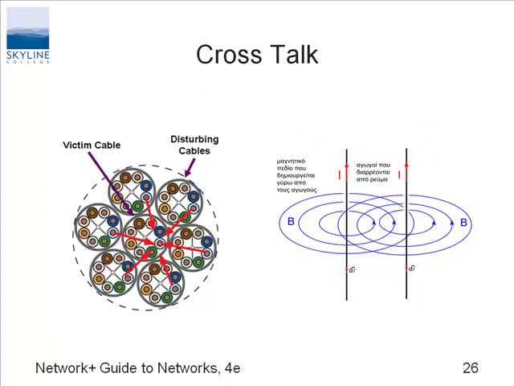This is kind of a picture of crosstalk. Now what it shows here, we have the disturbing cables. I love some of the language that they will use. We have the victim cable here in the middle, and we have the disturbing cables around it. The disturbing cables and the red arrows represent the signals being put on to it.